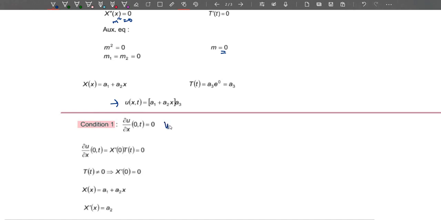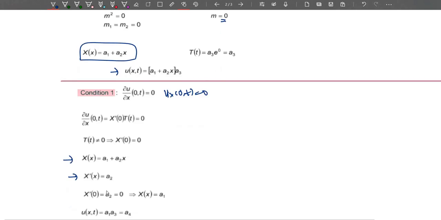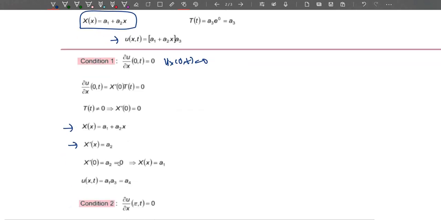What we are going to apply is actually ux. ux(0,t) equal to 0. We differentiate this u. We actually rewrite X'(0) T(t) equal to 0. So T(t) does not equal to 0. We have this one, X(x). That means we have X'(0) equal to 0. This is X(x), so X'(x) is equal to a2. X'(0) equal to a2, which means a2 equal to 0.